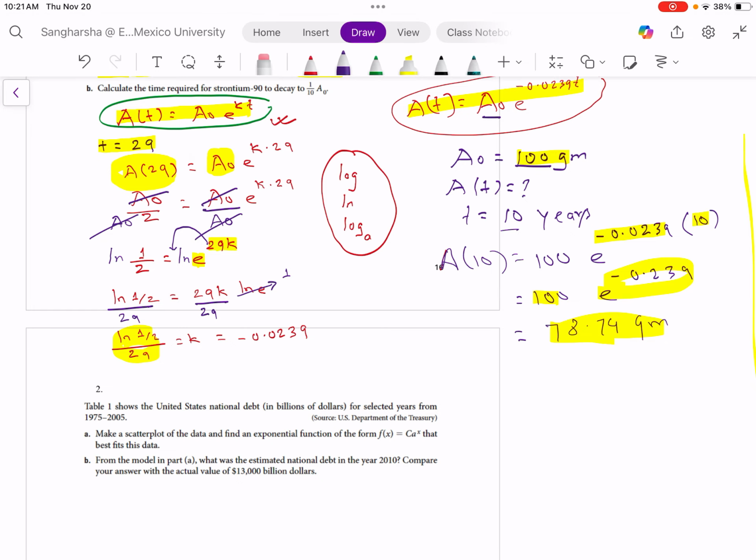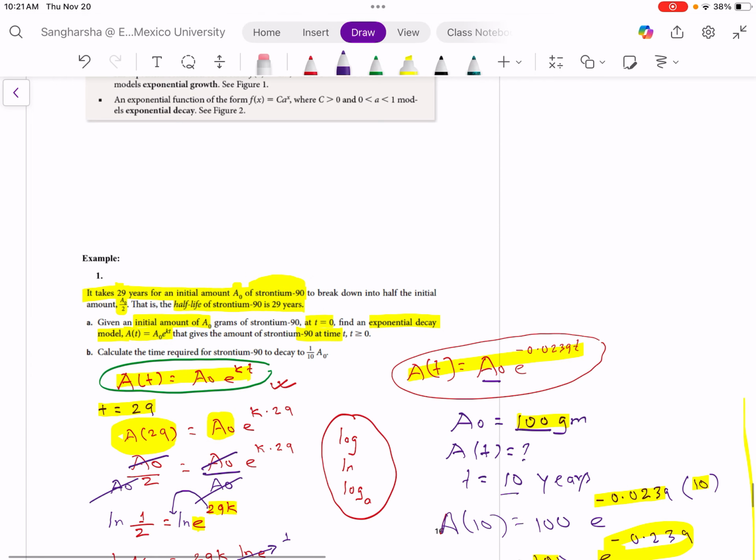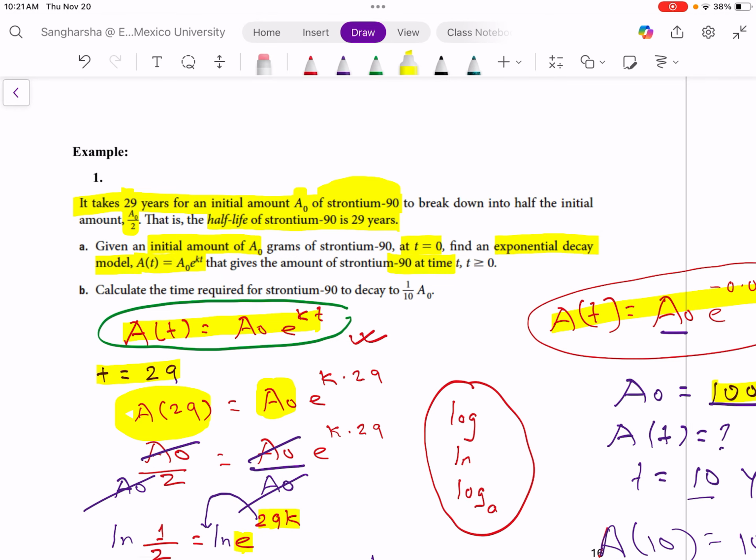Okay, now we do have part B here. In part B, calculate the time required for strontium 90 to decay to 1/10 of A naught. So we want to find the time that strontium 90 requires to decay to 1/10 of the original amount. Our A naught is the original amount.